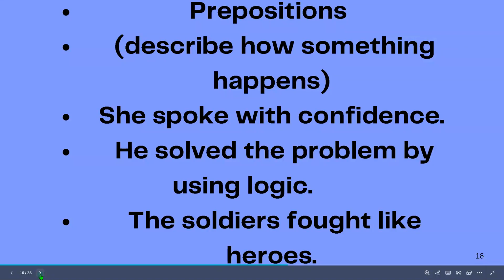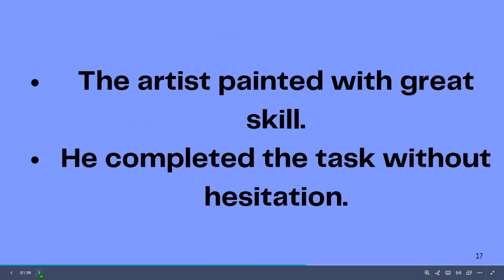The soldiers fought like heroes. How did the soldiers fight? Like. Okay. So like is the preposition. The artist painted with great skill. How did the artist paint? With is the preposition here.